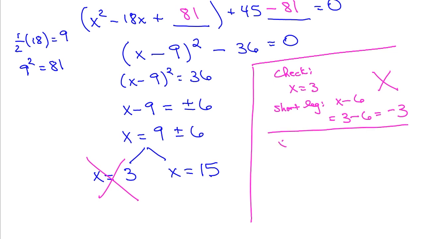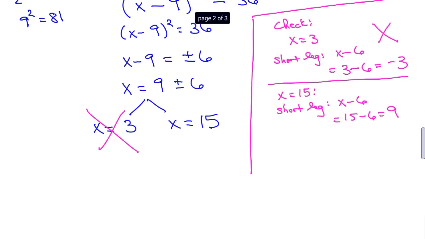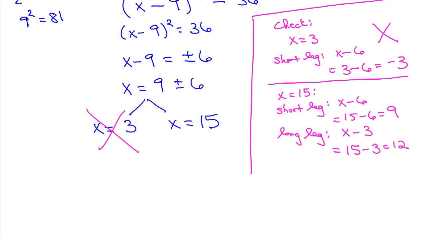Next, let's check x equals 15. Here the short leg would be x minus 6, which is 15 minus 6 equals 9. And the long leg is x minus 3. That would be 15 minus 3 equals 12. Both of these check out and work. And in fact, the problem asks for the 3 sides. So the sides are 9, 12, and 15.